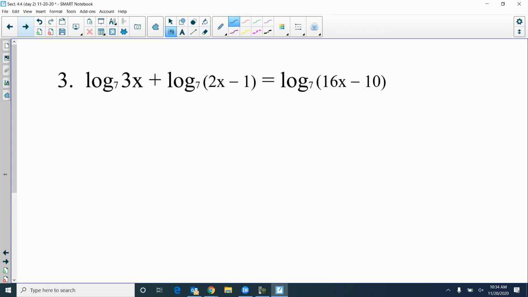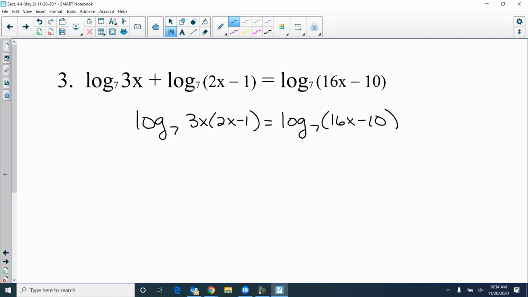Here, I got a plus. I have to make it a single log equals a single log. If you got a plus, remember that's going to give you a product. So it's log base 7 of 3x times 2x minus 1 equals log base 7 of 16x minus 10. All right, see what you come up with?